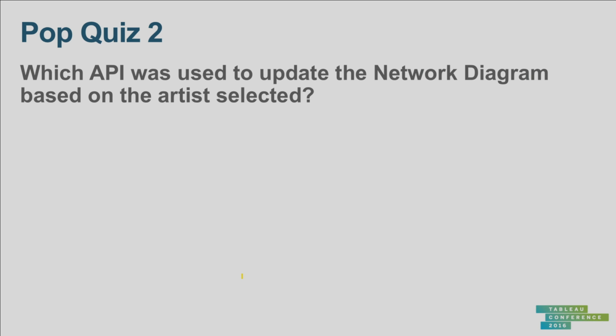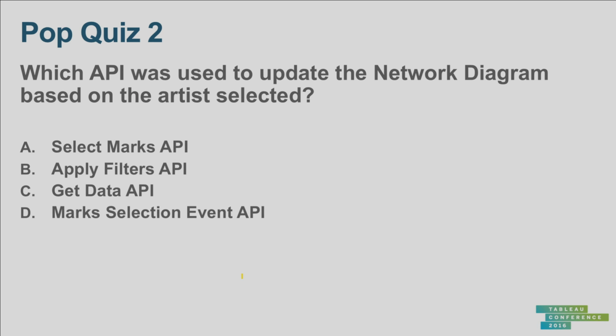Cool. So you guys have seen pop quiz 1, so there's a pretty good chance that you'll see a second pop quiz. This one is actually slightly harder, so let's see how you guys do. Which API do you guys think was used to update the network diagram based on artists that are selected in the Tableau viz? The options here are the same: select marks API for A, B is apply filters API, C get data API, and D mark selection event API.